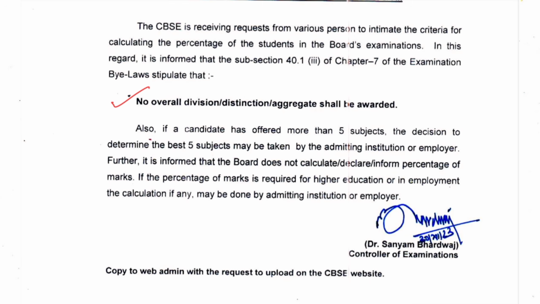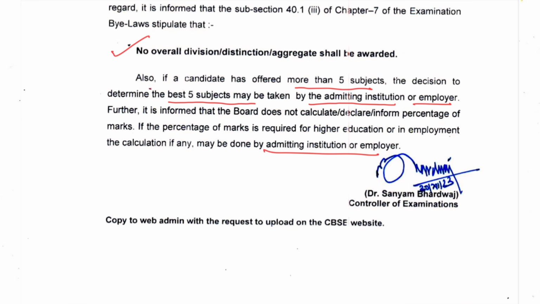Here it's clearly mentioned, if a student has offered more than 5 subjects, the decision to determine the best 5 subjects may be taken by the admitting institute or employer. It means it totally depends upon your school, or if you're taking admission in class 11th in some other school, then it's totally their decision. Now let us see with a few examples.